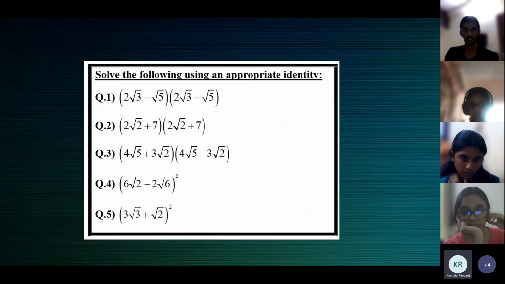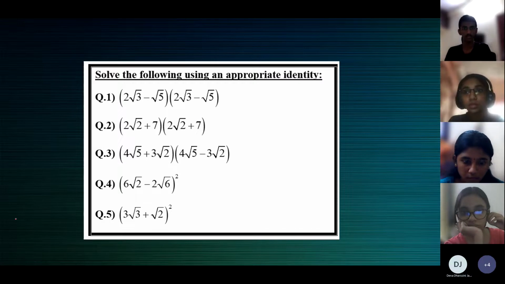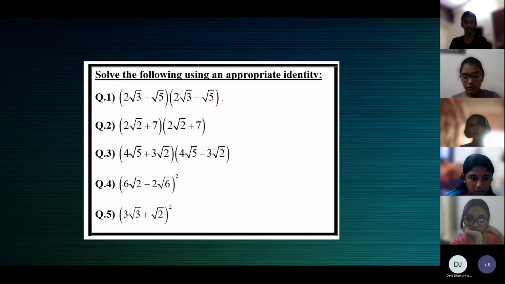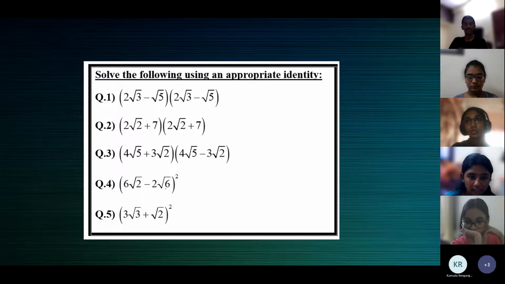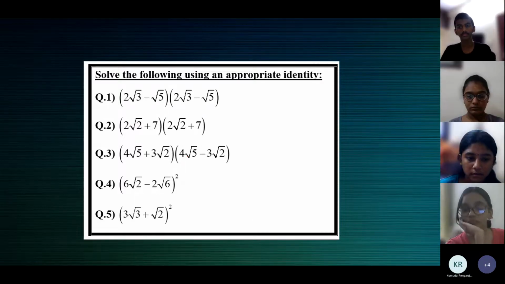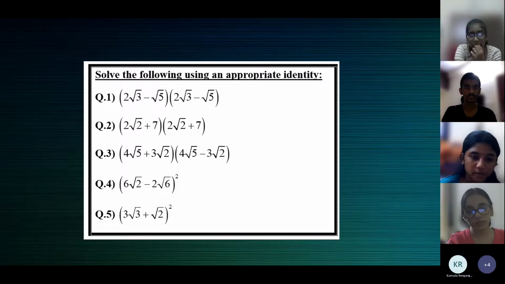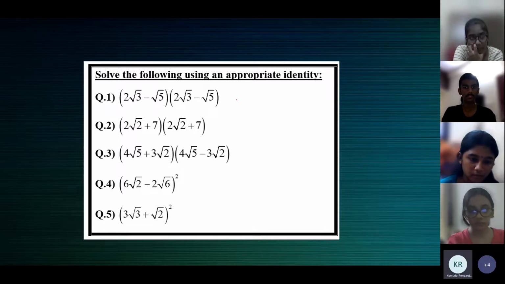So have we completed all this, children? Yes, ma'am, we have written it. But we didn't discuss, ma'am. Only the first question we have discussed. Okay, we've done only the first one, and we are still to do the others? I had asked you to take a screenshot of the answers and complete the same, right? Fine. All right, children.